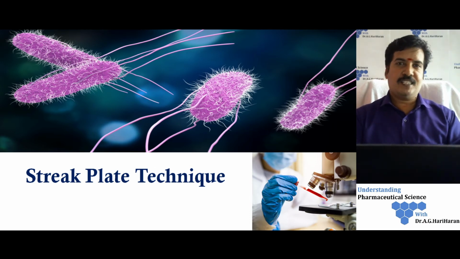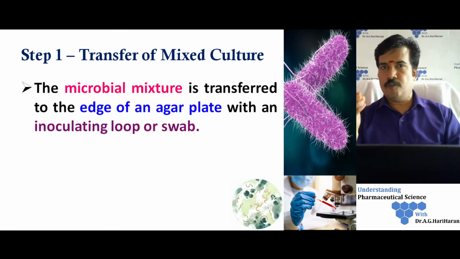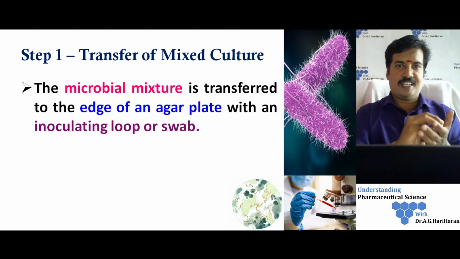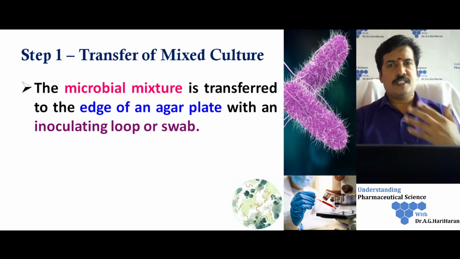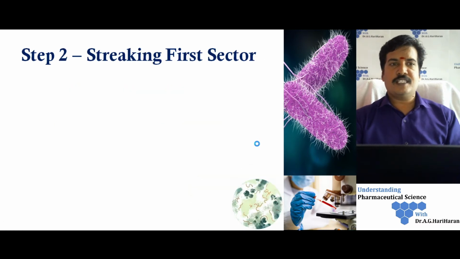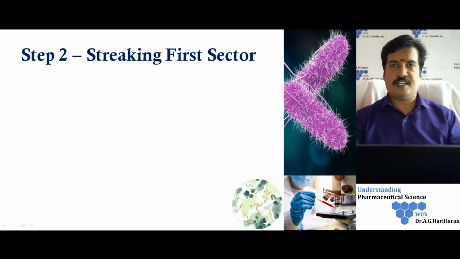In the first step, we transfer a loopful of the mixed culture, using a sterile loop or a swab, to the first sector. I have shown this in the picture, so you can see the petri dish and the loopful of culture being added.